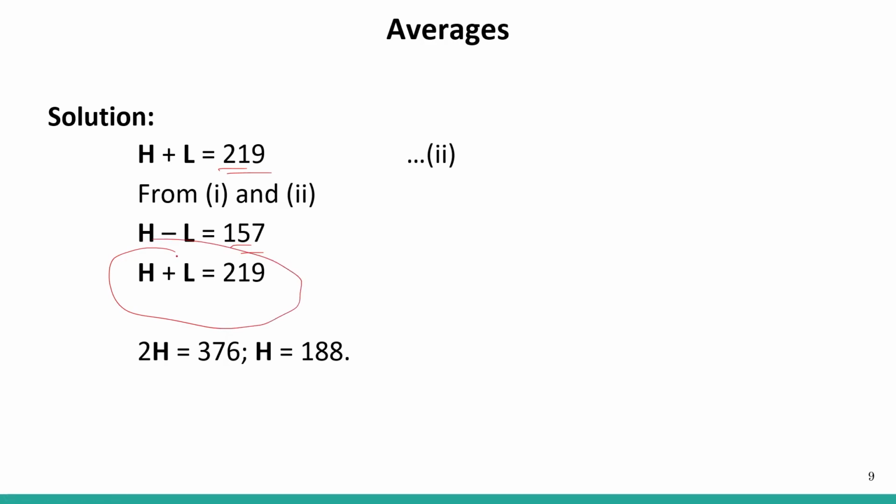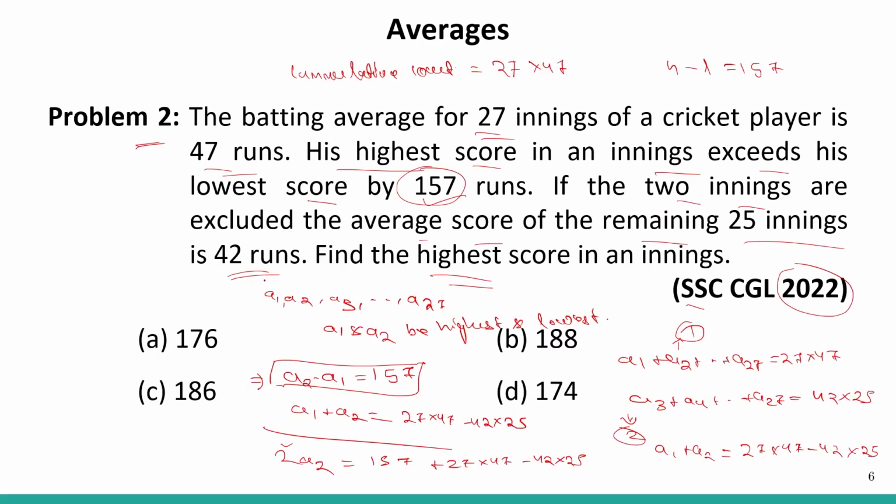By solving these two simultaneous equations, cancelling L, 2H is equal to adding these two. So 2H will be 376. This implies that H is equal to 188. So the highest score will be 188. Among these 4 options, 188 is the only correct one.